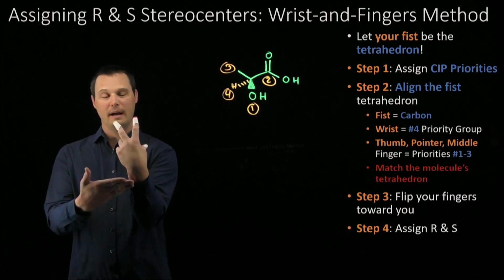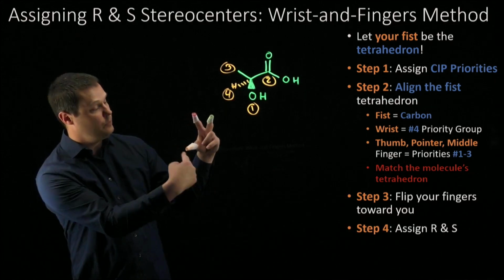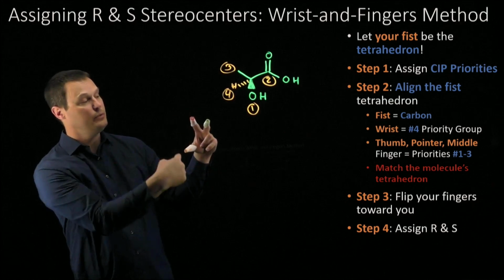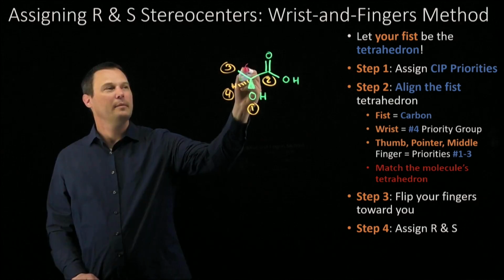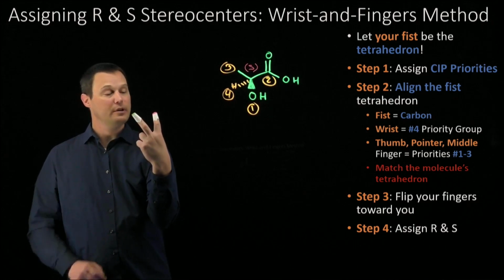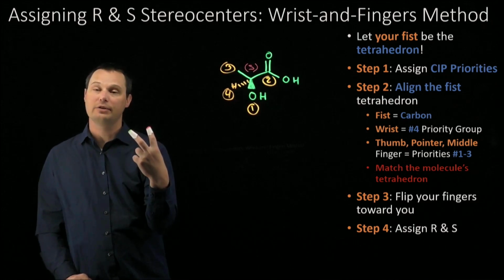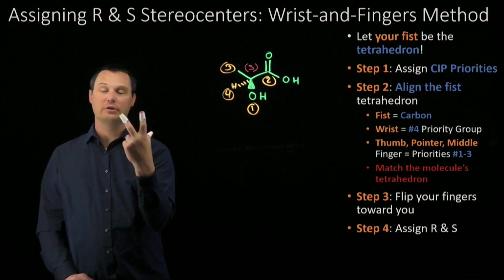With number 4 behind the carbon, we can draw our circle from 1 to 2 to 3. From your perspective, we would draw the circle from 1 to 2 to 3. That's a counterclockwise circle. That makes this an S stereocenter. Once you flip the wrist towards yourself, you're doing exactly what you would normally do once you get number 4 safely on the dash. You're just forcing that perspective using a cute little hand trick.